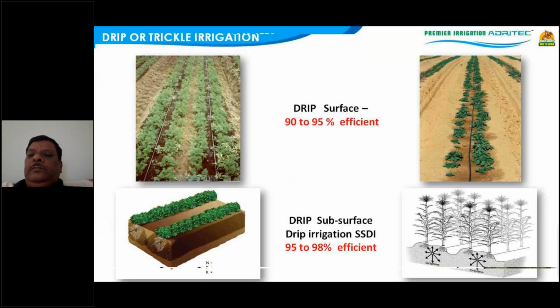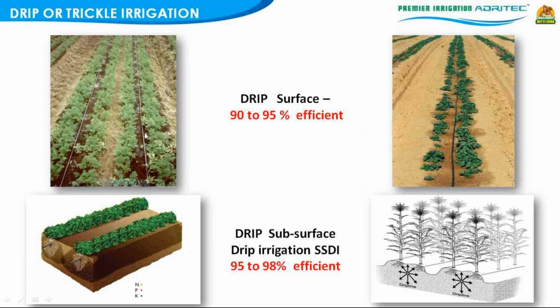And finally, we come to drip or trickle irrigation. As you can see here, there is a tube that is going in between the rows of the vegetables or whatever crop or flowers are there. When the drip tubing is laid on the surface, it is called surface drip irrigation. As you can see, you are watering exactly where the water is required. You are going to give this water right at the root zone. So the efficiency is between 90 to 95%.